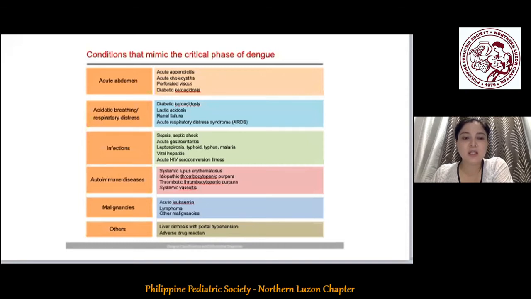There are some surgical as well as medical conditions that could mimic dengue during the critical phase. So for the surgical cases, we have an acute abdomen, such as acute appendicitis, acute cholecystitis, and perforated viscus, and the rest are the medical conditions.